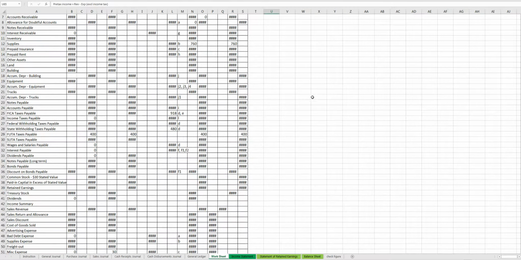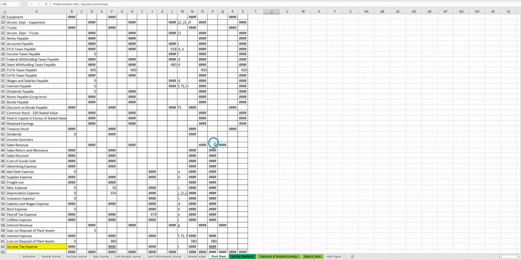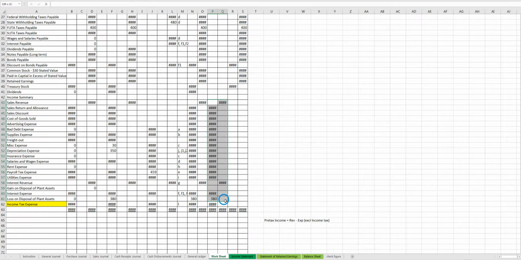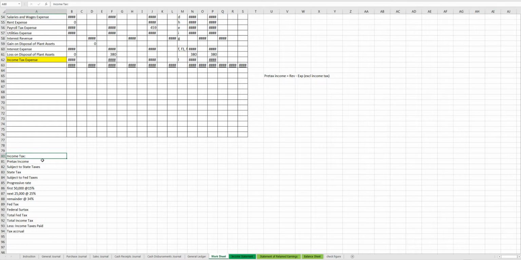basically from the trial balance income statement numbers right here, excluding the income tax expense. Revenues minus all other expense accounts, we will have the pre-tax income. Do not subtract the income tax. Then we're going to follow this sequence to get to the actual income tax.